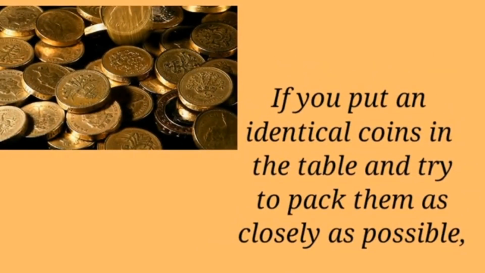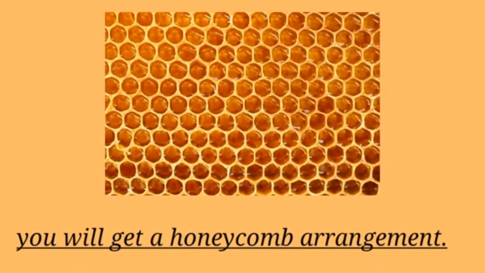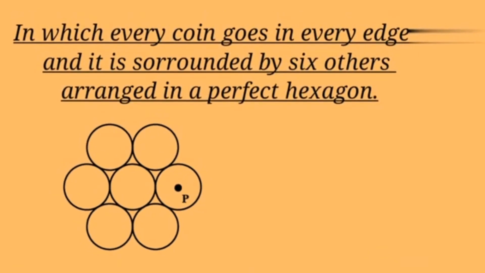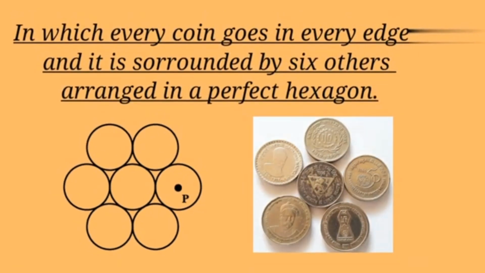If you put identical coins on the table and try to pack them as closely as possible, you will get a honeycomb arrangement, in which every coin goes in every edge and is surrounded by six others arranged in a perfect hexagon.